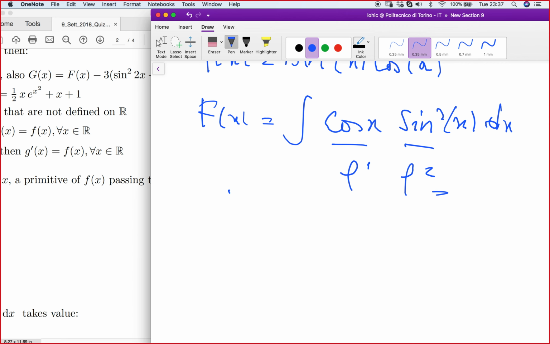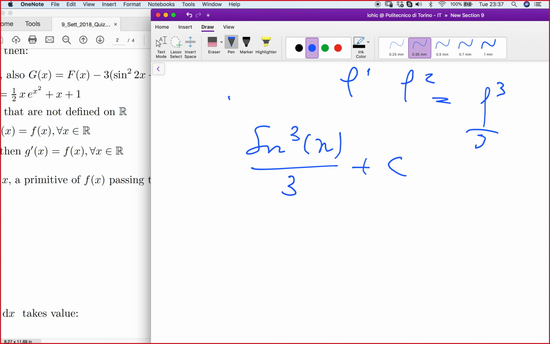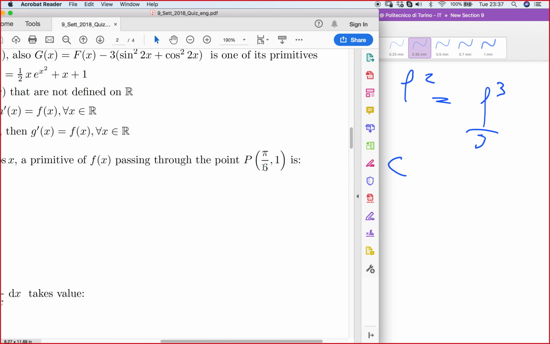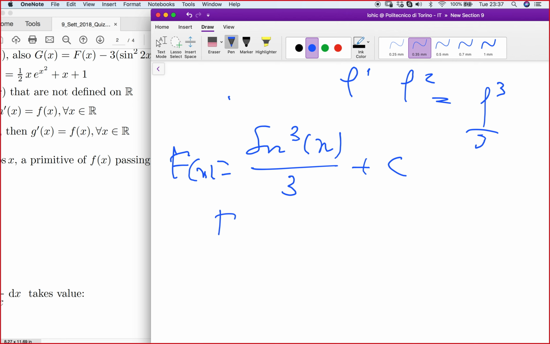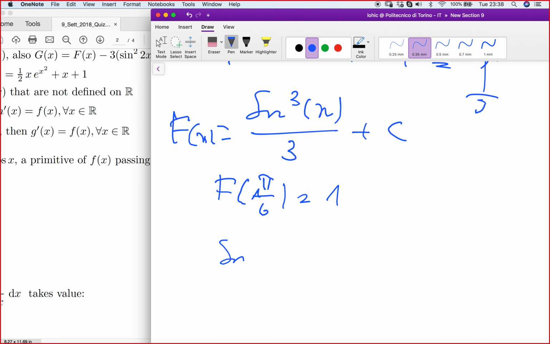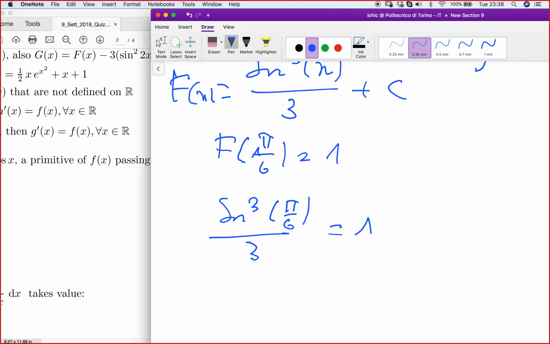That means that this will just be f to power 3 over 3. So this integral will be sine cube of x over 3 plus c, right? Now these are all the possible primitives. What does it mean that this primitive passes through this point? It means that if we put x to pi over 6, the function will give 1. So f of pi over 6 is 1. It means that sine cube of pi over 6 divided by 3 plus c is 1, right?